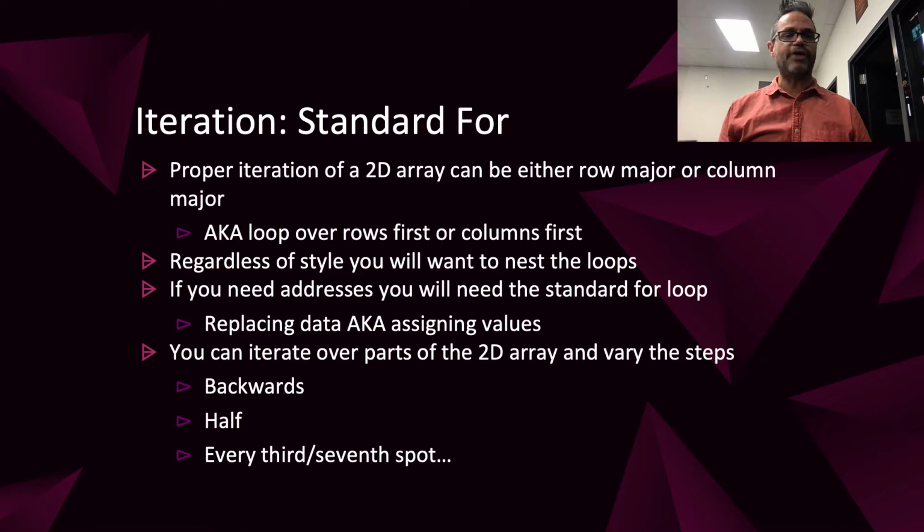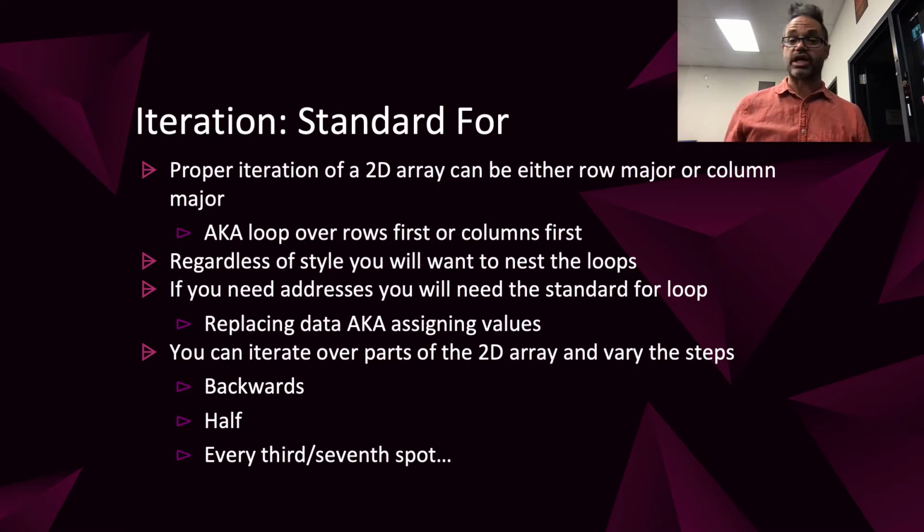Now, if you need addresses, aka you want to actually assign values, you need to use a standard for loop, because if you want to actually talk to the value itself that's stored inside that spot of the array at that row column intersection, you need the address, aka the standard for loop, where you loop over the rows and columns to get that location. And this is especially when you're assigning data or replacing values.